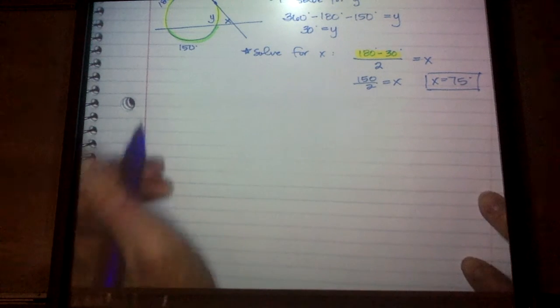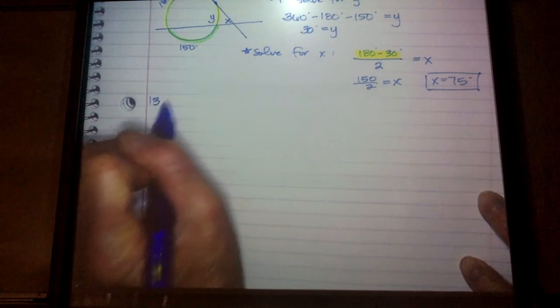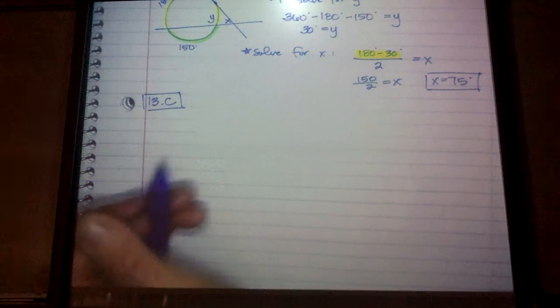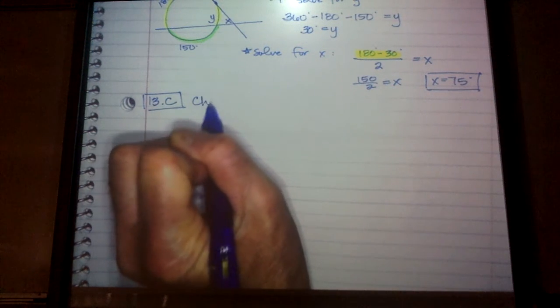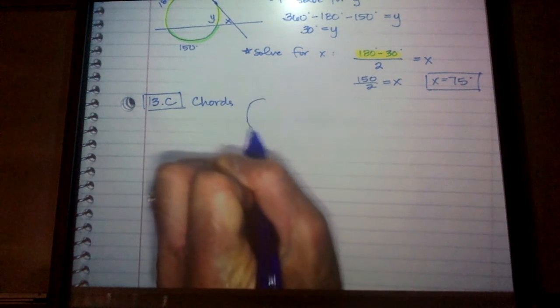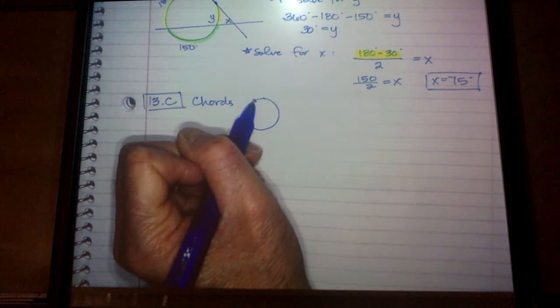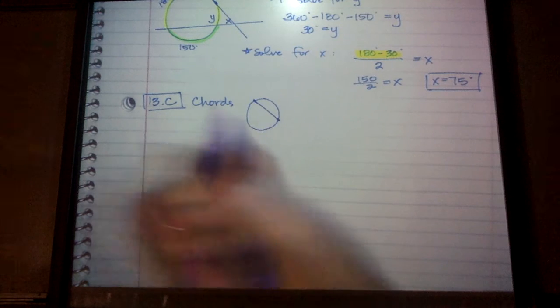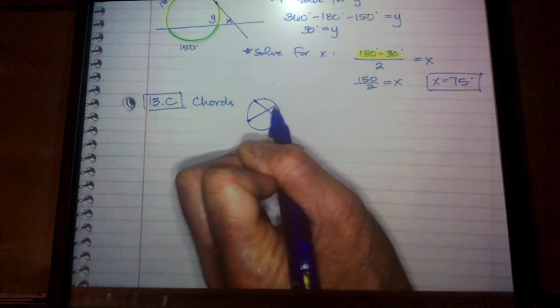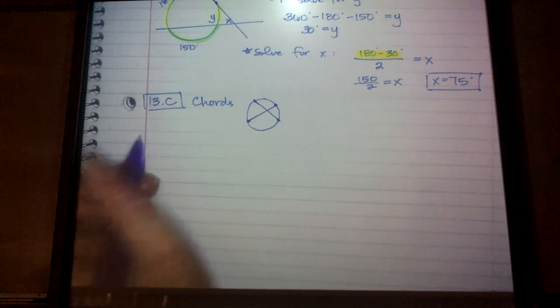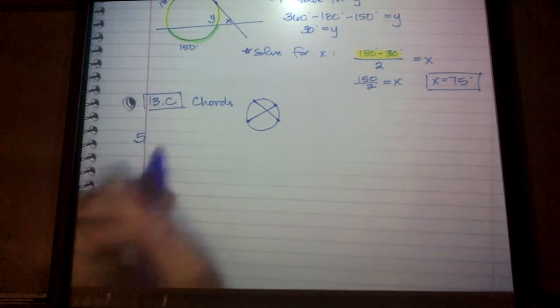Oh, no, we're going to move on to 13.c, which has to do with chords. Now, a little review. Chords are formed from one edge of the circle to the other. They do not go past, and they don't go on the outside. So chords should go from one point to another. And so we're going to jump right in.